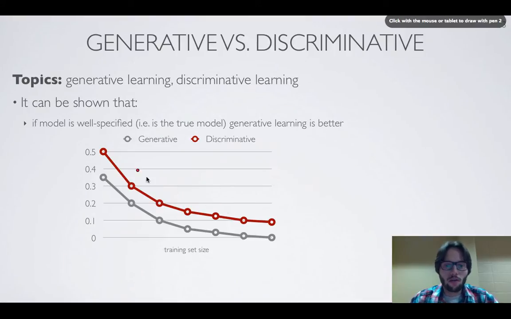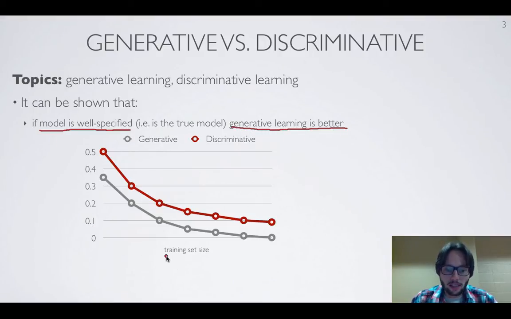Actually, we can show that there are two scenarios that we can observe in terms of how generative versus discriminative learning will compare. If a model is well specified, that means that the data in our training set was actually generated from a model from the same class as our model. So there's a setting of our parameters that corresponds exactly to the true model that generated the data. Then we can show that generative learning is essentially always better.